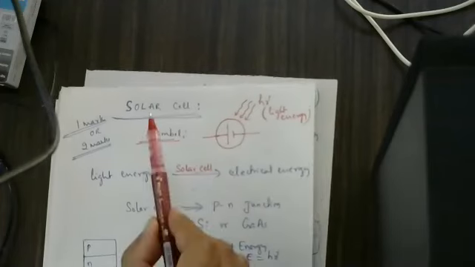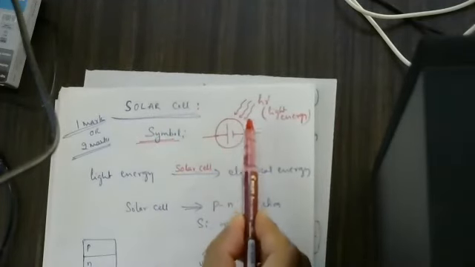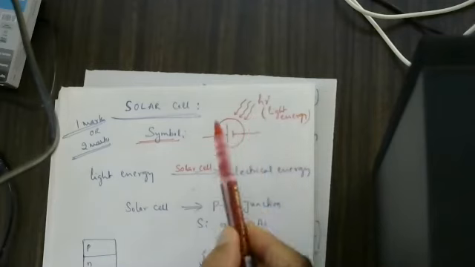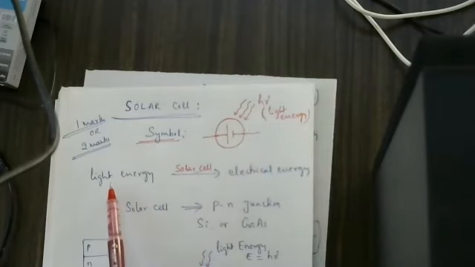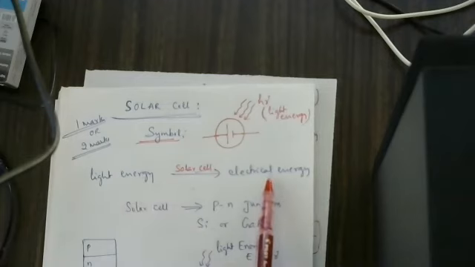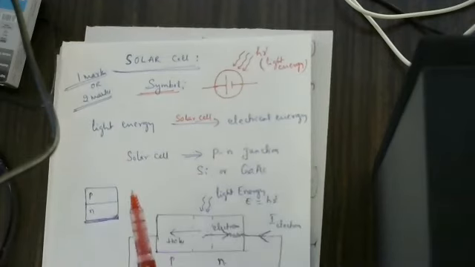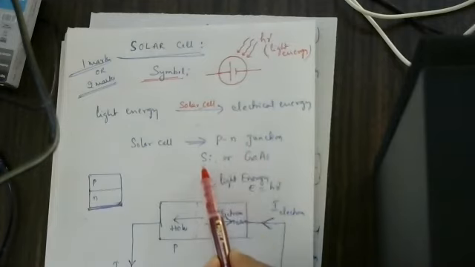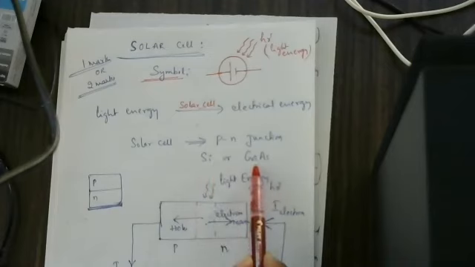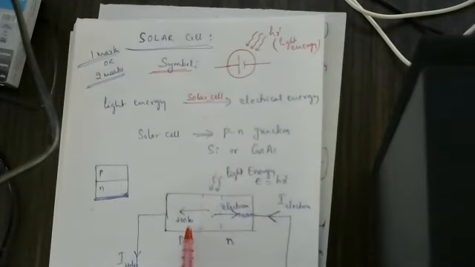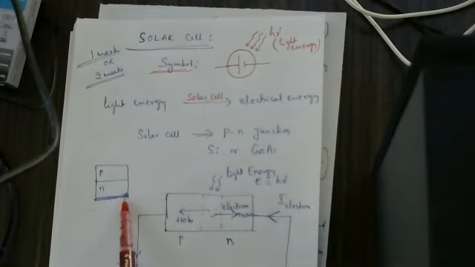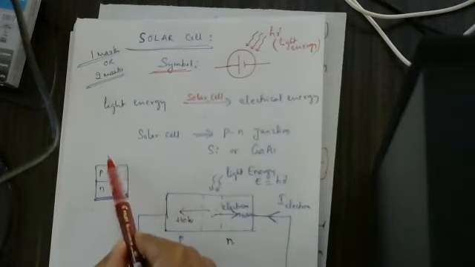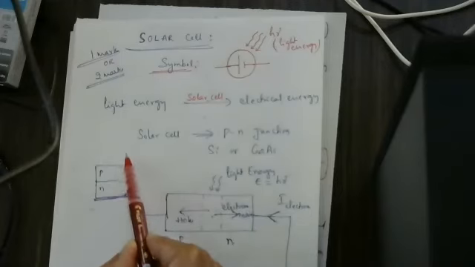Okay, coming back to the concept. Solar cell circuit symbol, we ask for 1 mark. Solar cell working principle: light energy is converted into electrical energy. A solar cell is basically a PN junction, made of either silicon or gallium arsenide. There is a PN junction here, P and N. Below N there is a copper plate acting as an electrode. Above P there are many finger electrodes.